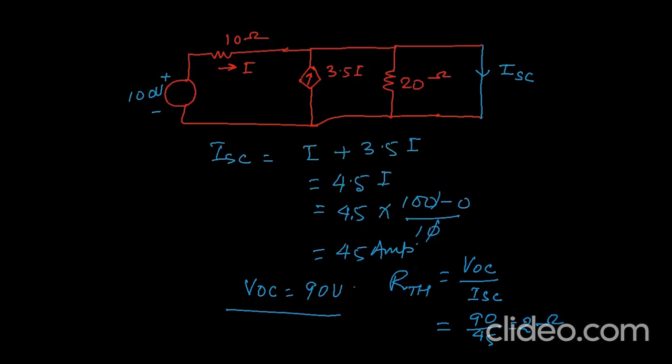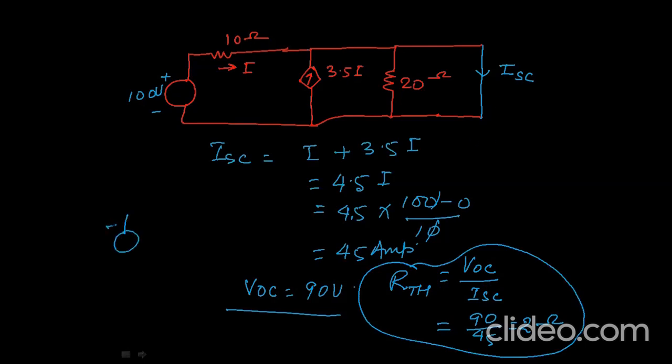So now RTH is calculated. So to calculate RTH, we have to calculate short circuit current. Now we can draw Thevenin equivalence like this. It's positive, negative, and here RTH is how much? 2 ohm, and VTH was 90 volt. So this is our Thevenin equivalent circuit. So in next video we will see some more example on Thevenin theorem, Thevenin equivalent.